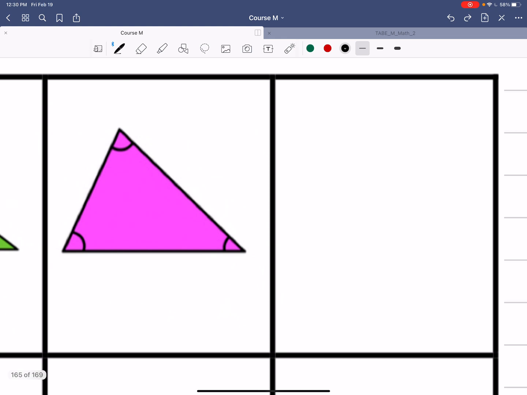And those are all acute angles. This is an acute angle. This is an acute angle. And this is an acute angle. Maybe this one is 80. And this one is 80. And this one is 40. Something like that. I'm just guessing. But this, with all of the acute angles, this is an acute triangle.